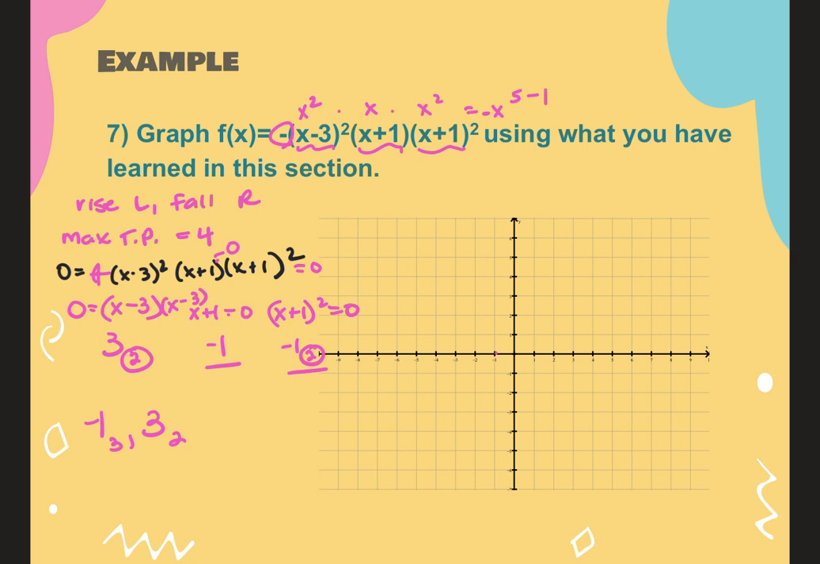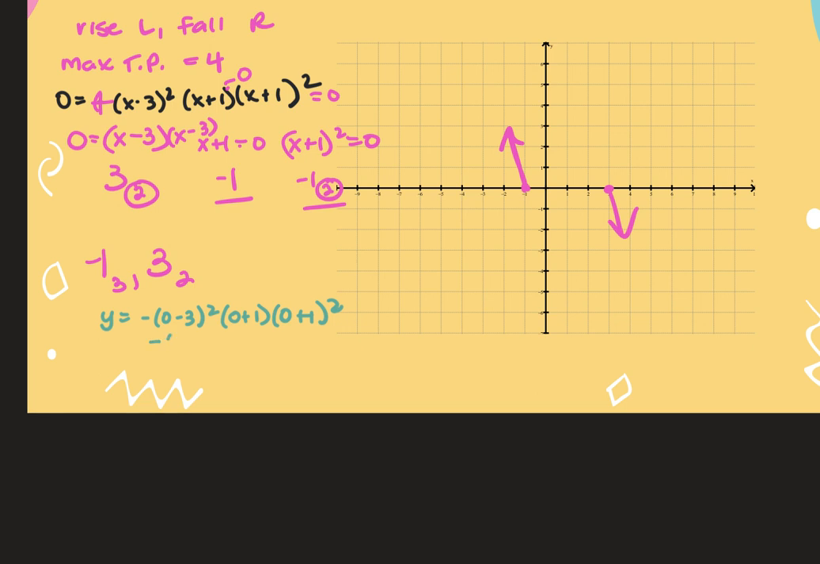I'm going to plot those, negative 1 and 3. My arrow goes up on the left and down on the right. My y-intercept, I'd have to plug in 0. So y would equal negative (0 minus 3) squared times (0 plus 1) times (0 plus 1) squared. And I'd get negative 3 squared times 1 squared. Negative 9 times 1 is negative 9.